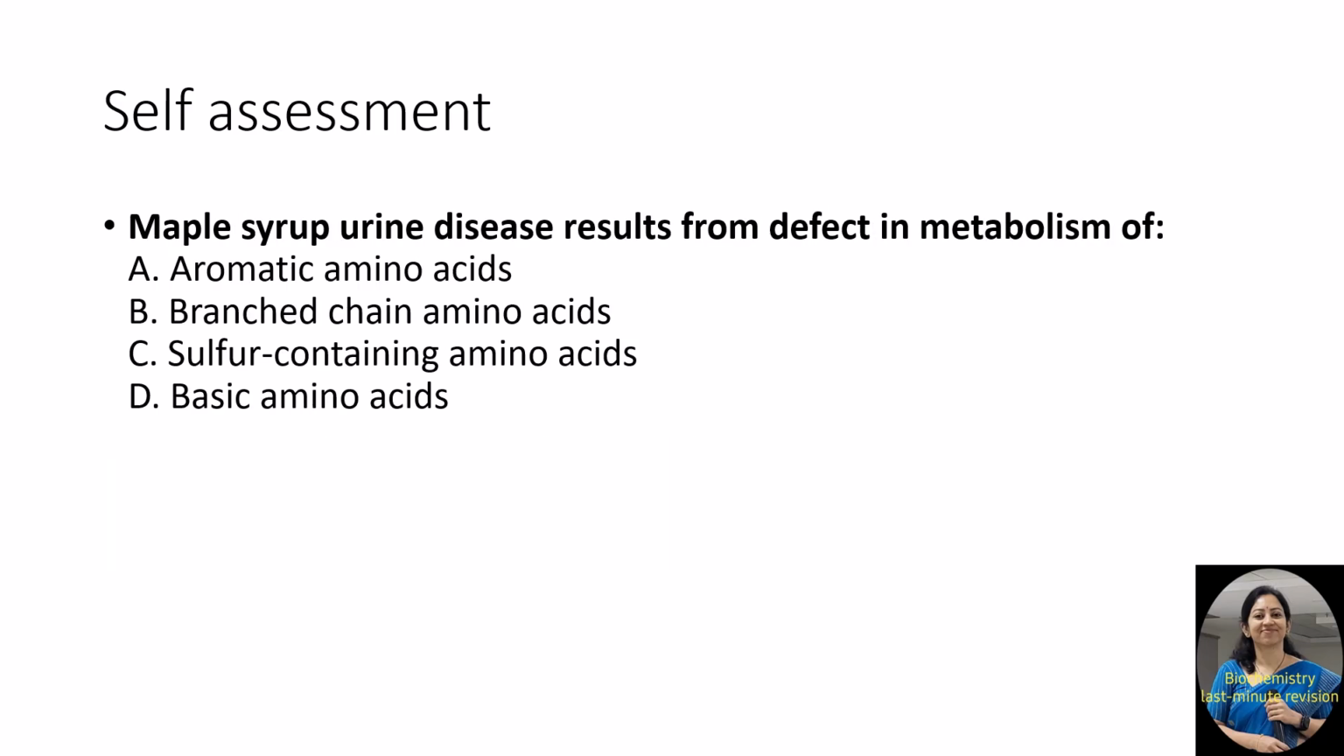Maple syrup urine disease results from a defect in branched chain amino acid metabolism due to deficiency of branched chain keto acid dehydrogenase. So these keto acids are getting accumulated, and we can perform the Rothera test, which will be positive here, and also the DNPH test, the dinitrophenylhydrazine test, will be positive.